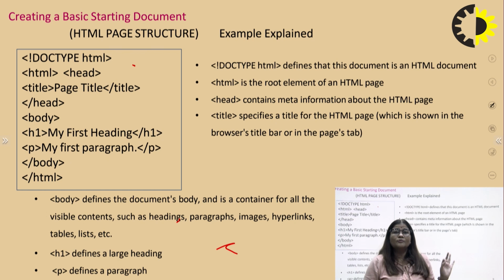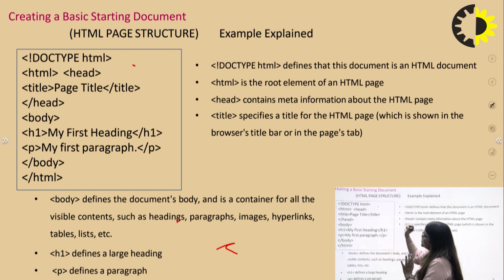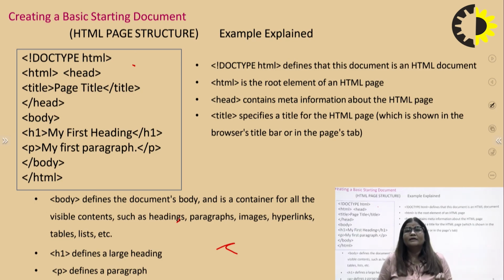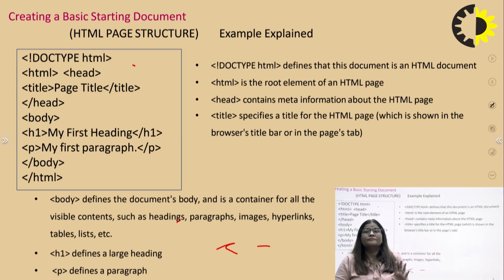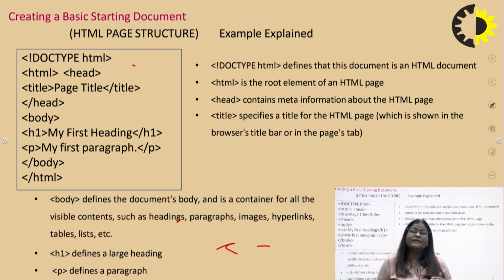So what would be the output of this program? The output would be only 2 lines. One is in heading form, my first heading, and the second one is a paragraph carrying only 1 line, that is my first paragraph. So these two things will be displayed on the web browser when we execute that file.